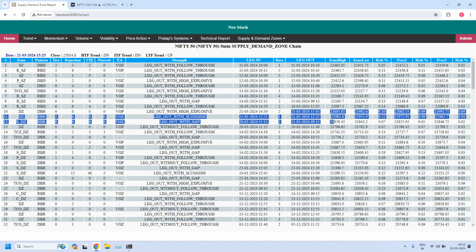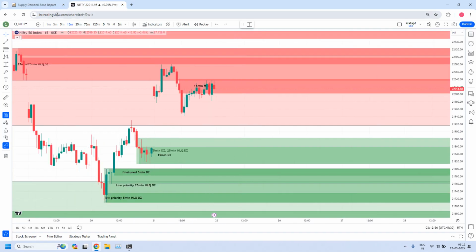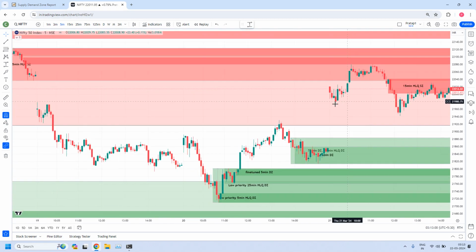3 zones are created. 21 means the leg out date, I am saying. 10, 11 and 12. These 3 zones are created here. The 12th one is again a high liquidity demand zone. First let us draw this high liquidity demand zone. When they created it, yesterday 15:15 candle, today 9:15 candle. Let me go to the 5 minutes time frame. Here yesterday 15:15. So this is the one.